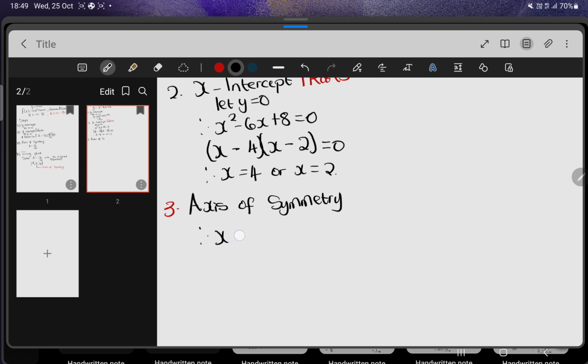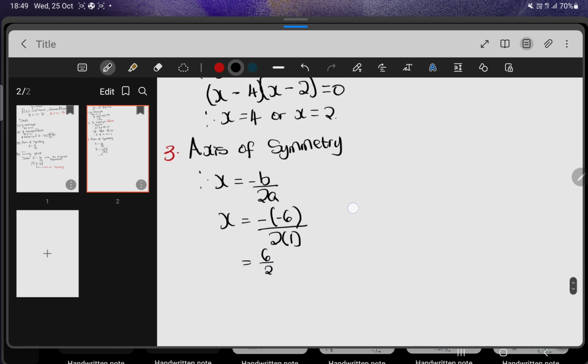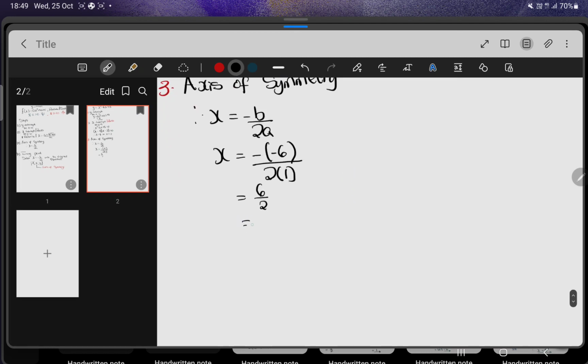That will be x is equal to negative b over 2a. So now remember our b is negative 6. So I'm going to say x is equal to negative, that is the negative for the formula. Then I've got negative 6, then divided by 2. Then my a is 1. Then the negative and the negative will cancel. Then I'm going to have 6 divided by 2, which the answer is 3.